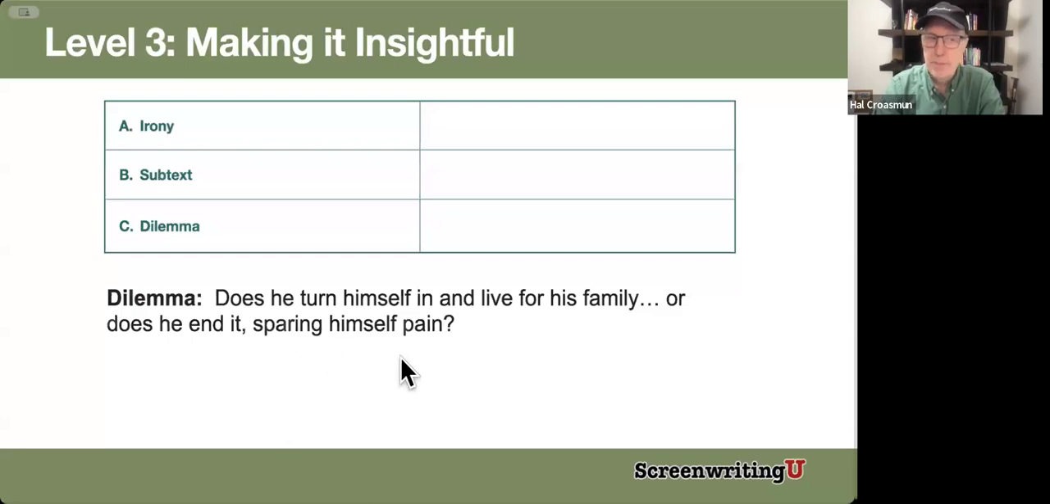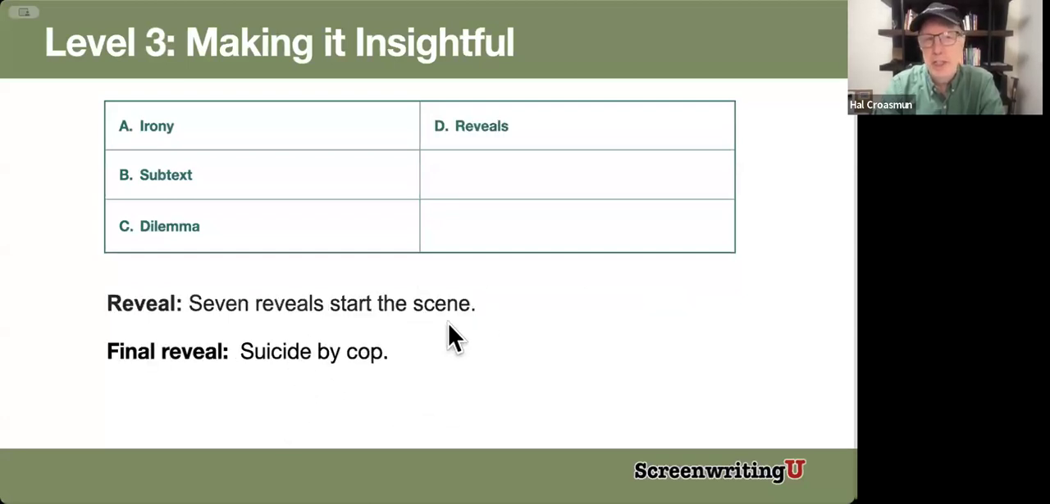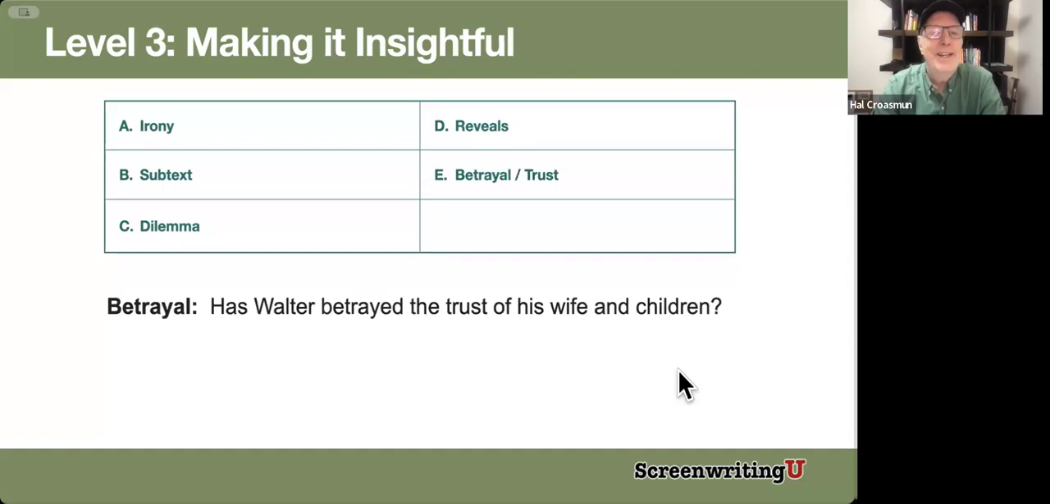And when he stepped up to do the suicide by cop, he made a choice. The reveals. There's seven different reveals in this scene, with the final one I've already told you about a bunch of times. Betrayal. Has Walter betrayed the trust of his wife and children?